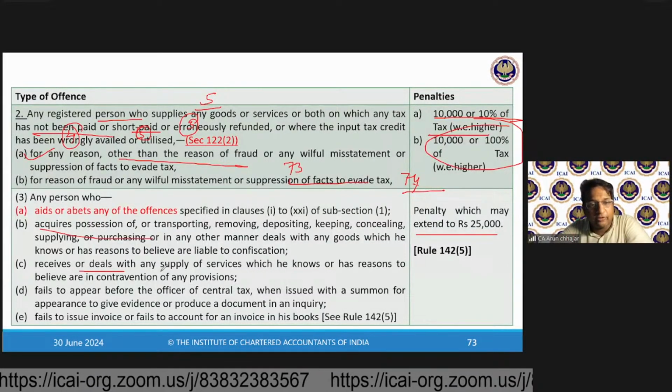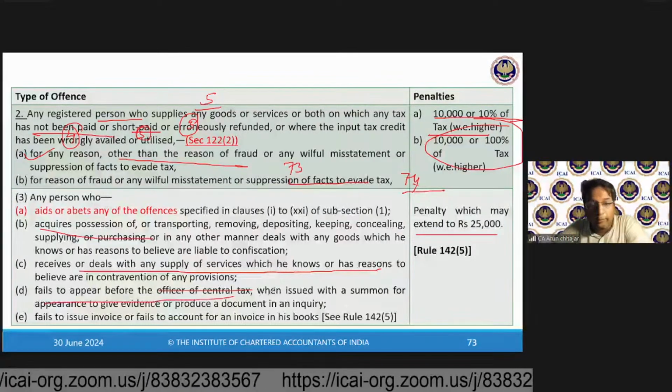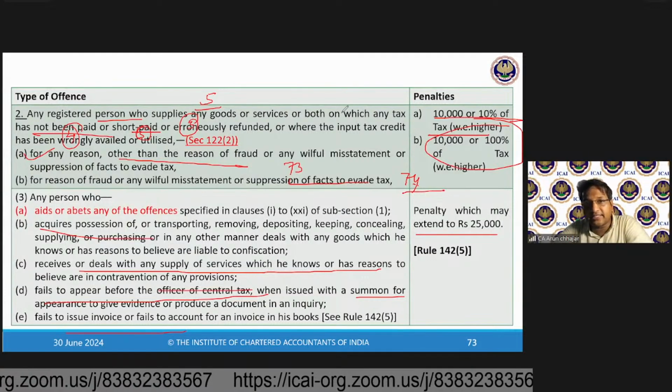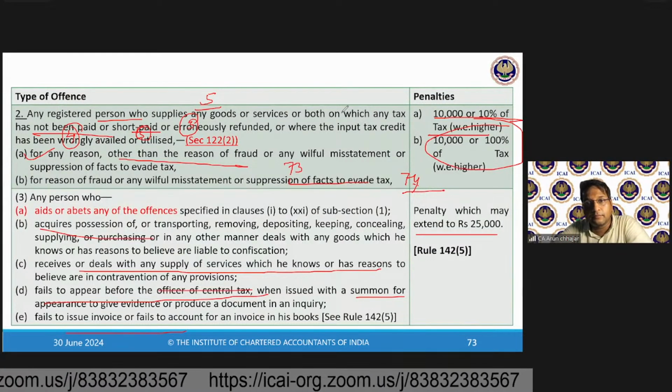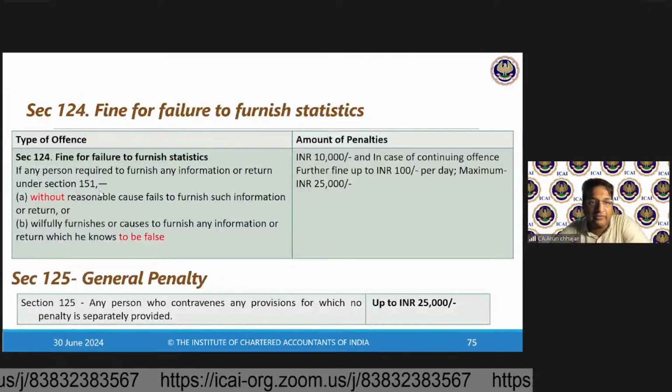Penalties also apply to a person who acquires possession of, receives or deals with the supply of goods which he has reason to believe are in contravention of the provisions, fails to appear before the officer for a summons, or fails to issue the invoice, etc. That is the penalty under 122 that we have discussed.